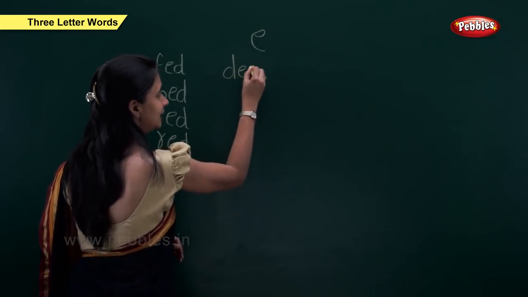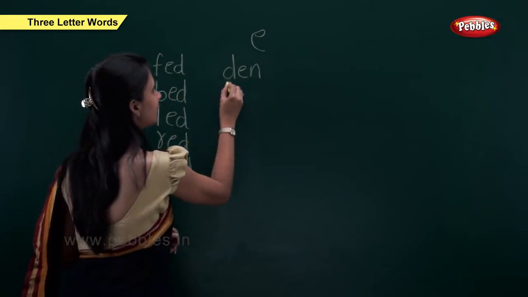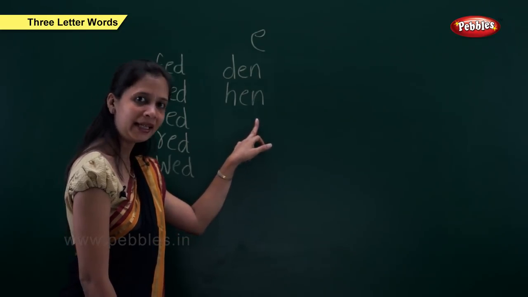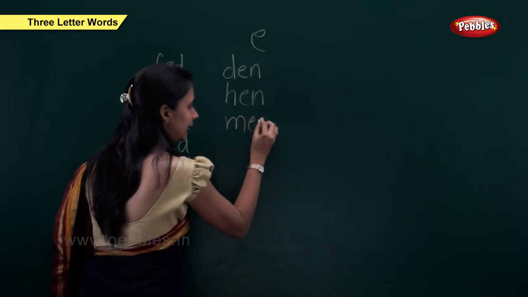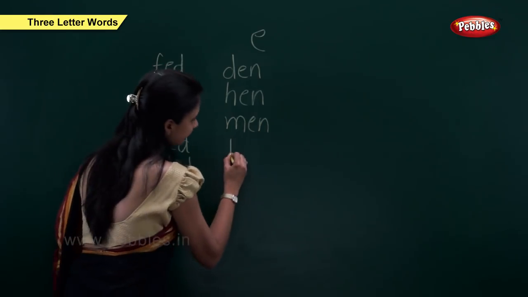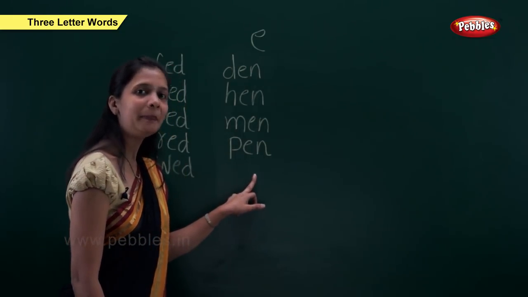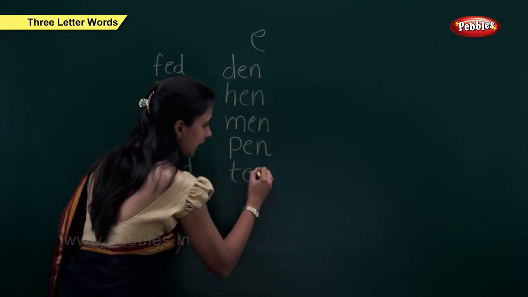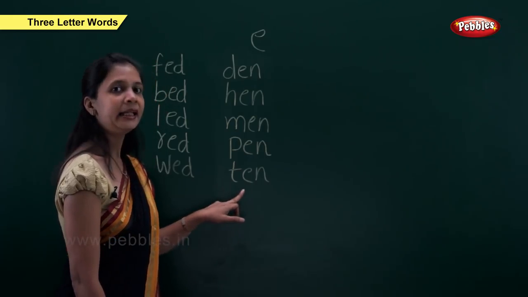Now we learn a few more words. D-E-N, den. The next is H-E-N, hen. The next is M-E-N, men. The next is P-E-N, pen. The next is T-E-N, ten.